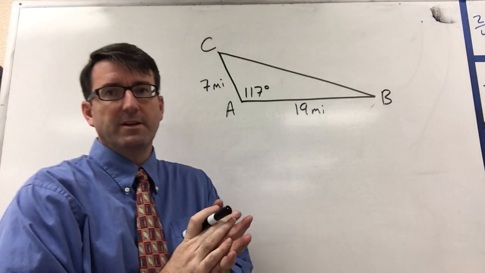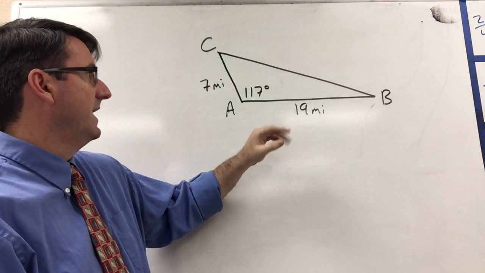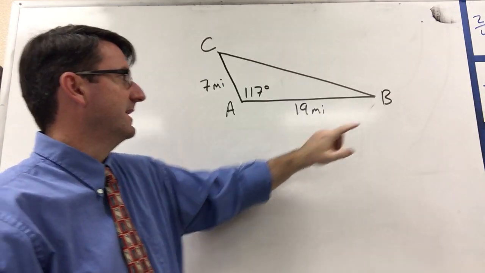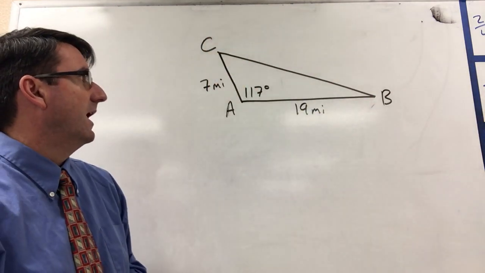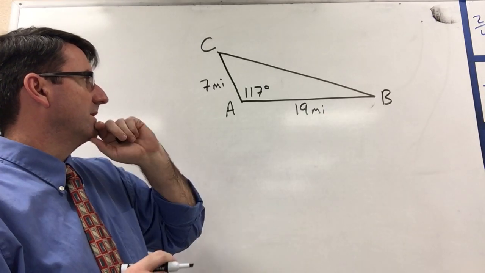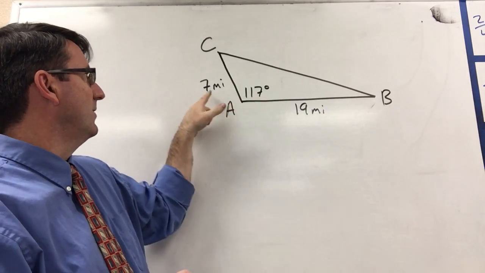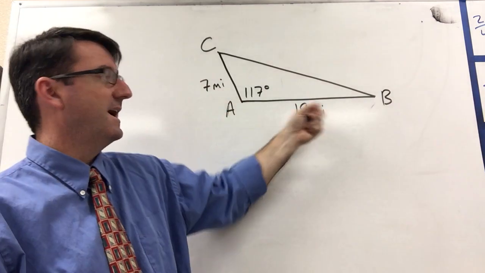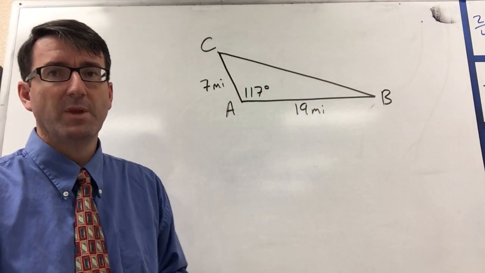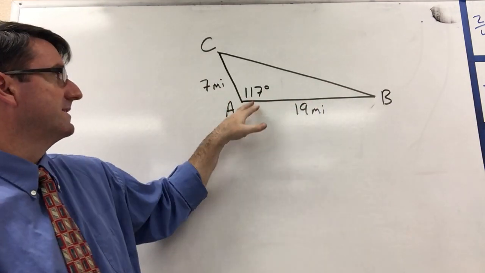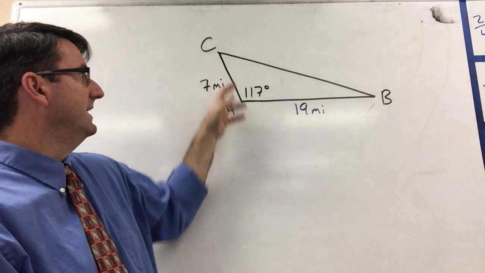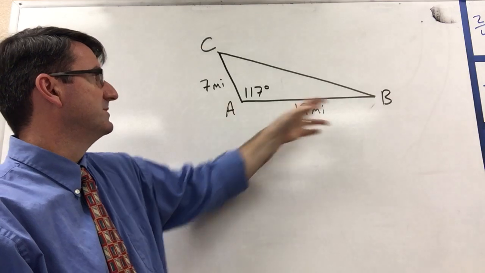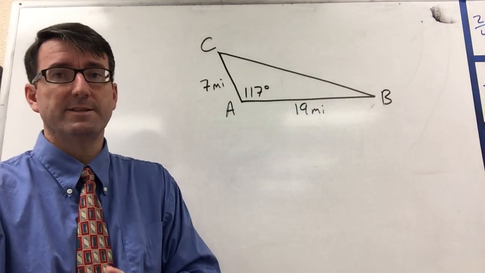All right, number 7, we're given this triangle and we're asked to find the length of this side BC. On this triangle, we know 2 sides and we know the angle in between them. Notice that this is not a right triangle, so we can't use SOHCAHTOA. We're going to need to use either the law of sines or the law of cosines.